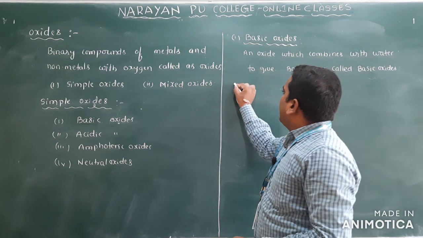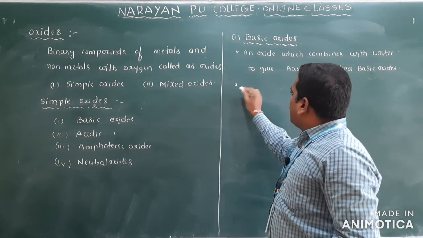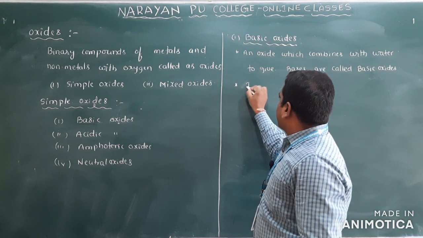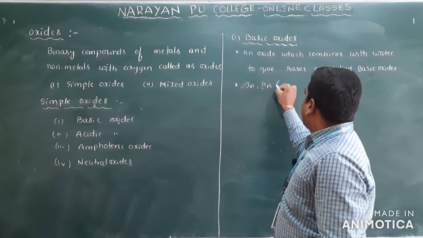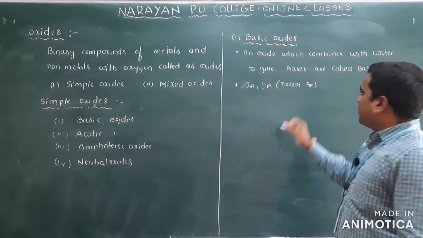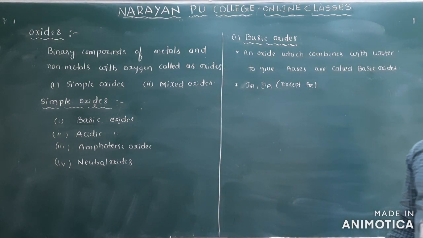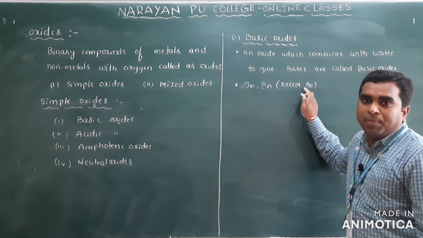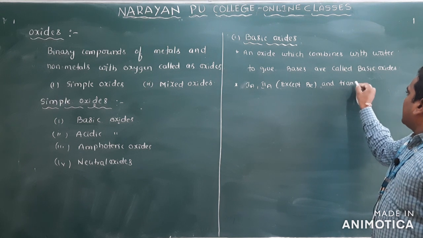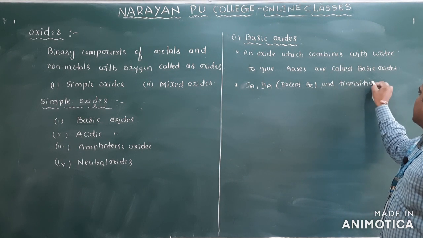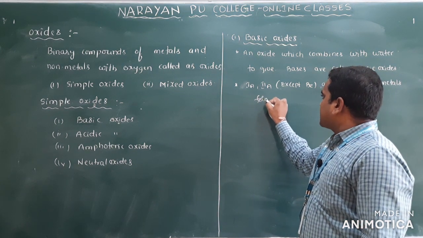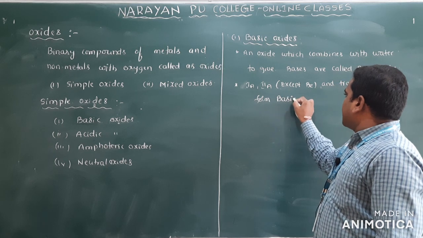Clear? Mainly here, alkali metals and alkaline earth metals, the first A group and second A group, except beryllium in the second group, and transition metals form basic oxides. Form which one here? Basic oxides.